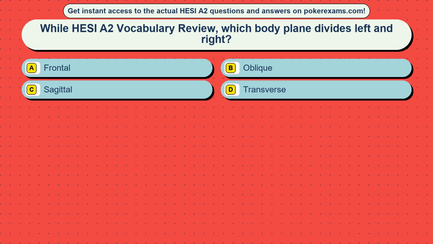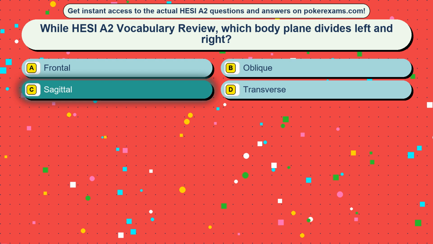Question 7. While HESI A2 Vocabulary Review, which body plane divides left and right? Option A, frontal. Option B, oblique. Option C, sagittal. Option D, transverse. The correct answer is option C, sagittal.